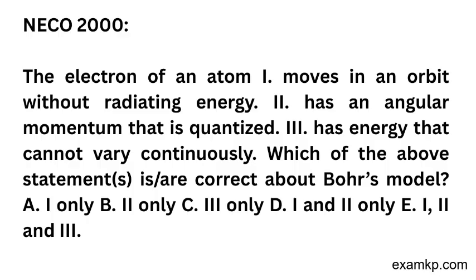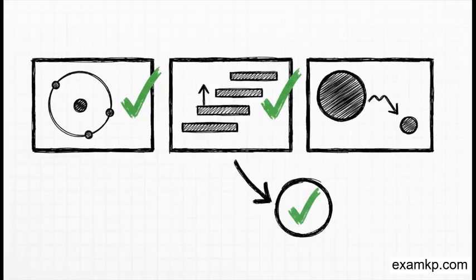Let's analyze this. Statement 1. The electron moves without radiating energy. Is that true for Bohr's model? Yes, that's the whole idea of stable orbit, so statement 1 is correct. Statement 2. Angular momentum is quantized. Yes, that's another one of Bohr's key postulates.